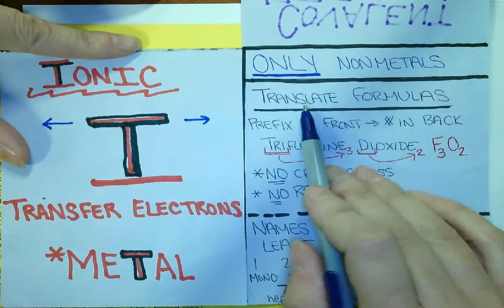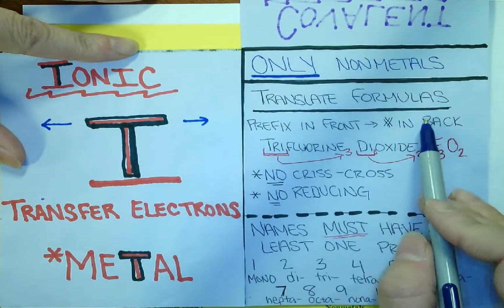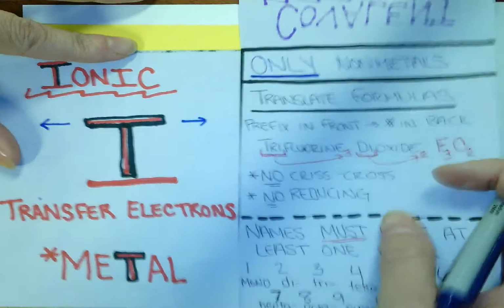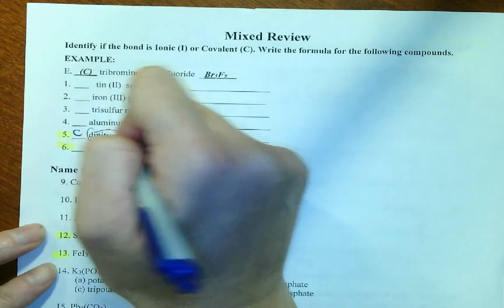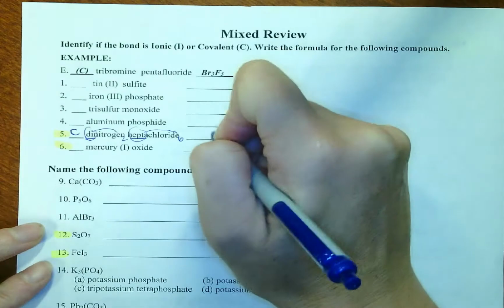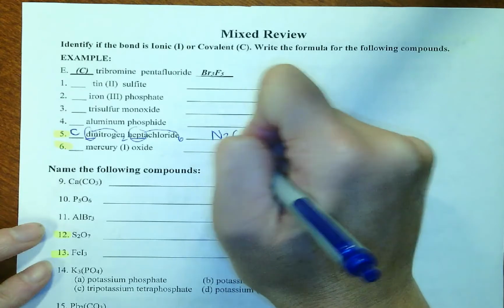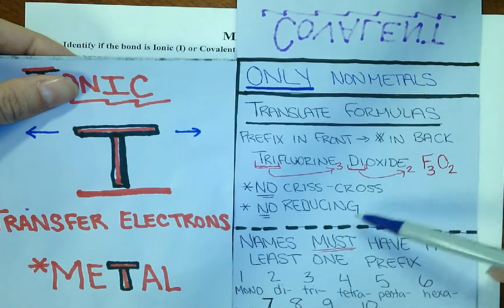For covalent formulas, you just translate them. The prefix in front becomes the number in back. All right? So looking here, dinitrogen, di is 2, hepta is 7. So N2Cl7. And remember, if it's covalent, no crisscross and no reducing.